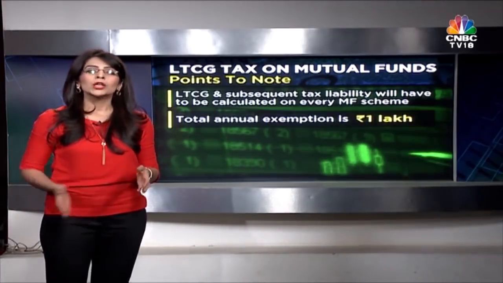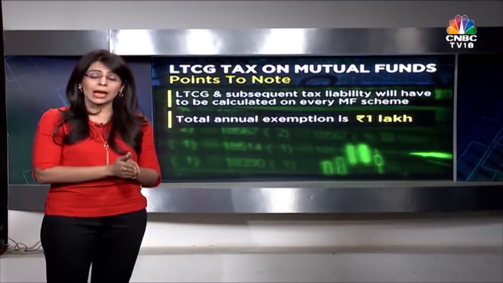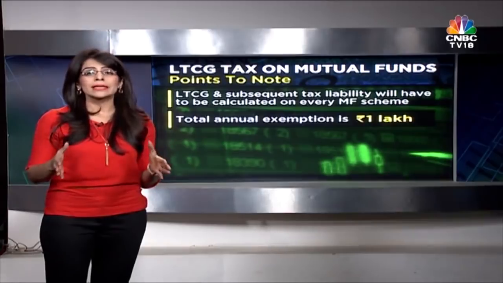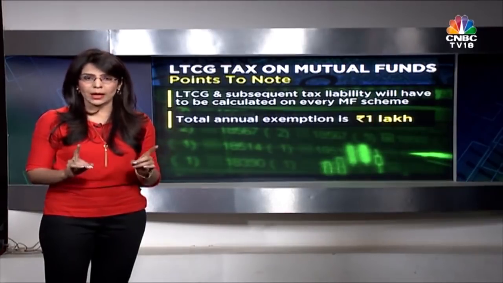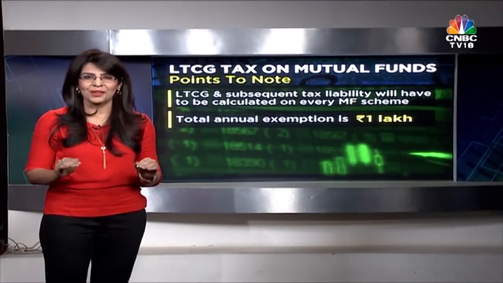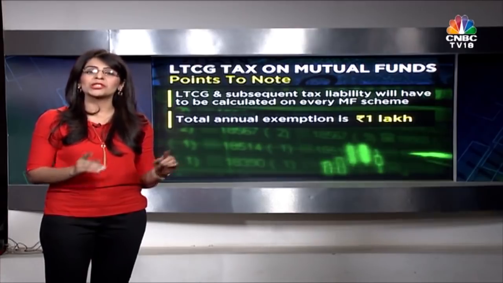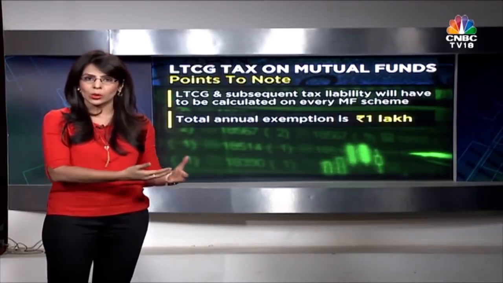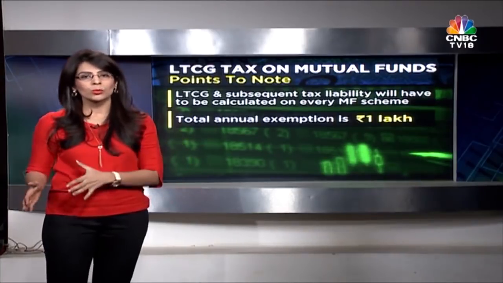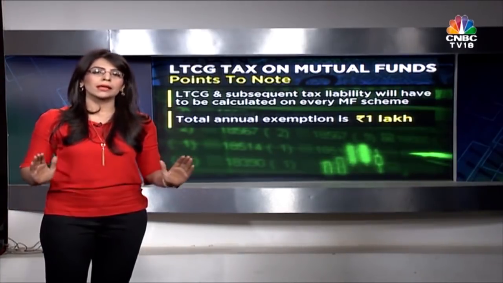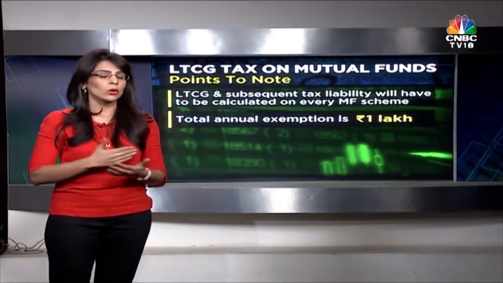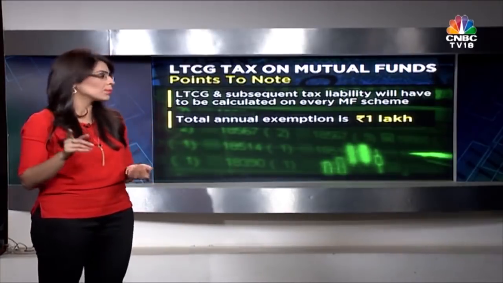Now, you in your portfolio might have 4, 5, 6, 7 funds. You have to calculate tax liability on every single fund, and all put together, your total exemption for 1 year is 1 lakh rupees. Not just mutual funds. The total exemption includes shares and mutual funds. So if you're buying and selling directly in equity shares, that along with your mutual funds, the total capital gains that you can earn tax-free, long-term capital gains, is 1 lakh rupees. Over and above that, everything gets taxed. So keep that in mind.